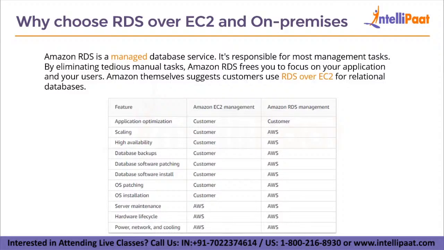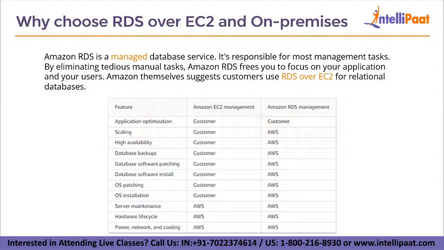Amazon RDS is a managed database service. It is responsible for most management tasks. By eliminating tedious manual tasks, Amazon RDS frees you to focus on your application and your users. Amazon themselves suggest customers use RDS over EC2 for relational databases. So as you can see in the table below, Amazon RDS will manage everything except the application optimization.